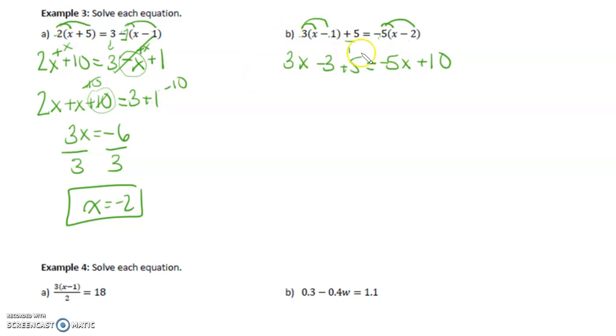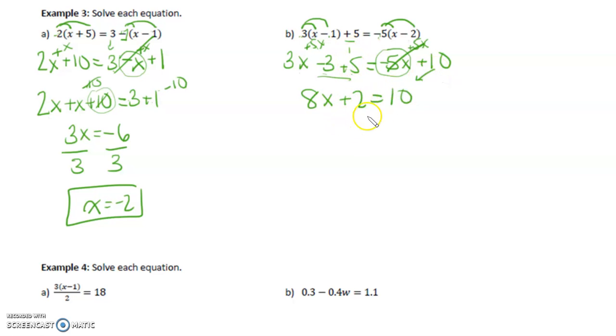Okay, so bring the x's to the left-hand side. We're going to take that, we're going to add 5x. Okay, so 3x plus 5x is 8x. Then we have negative 3 plus 5. So let's just simplify that. I get plus 2 equals, and then just bring down the 10.